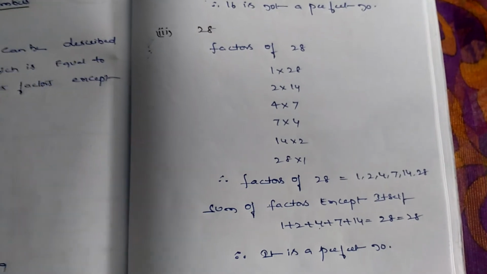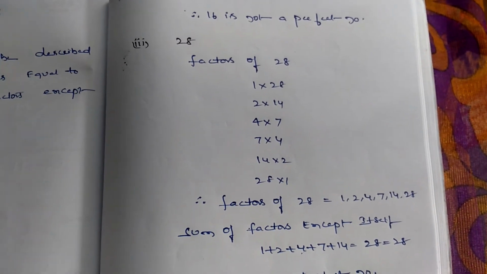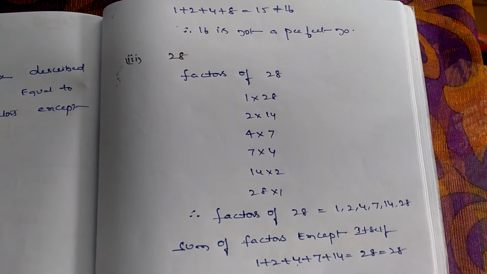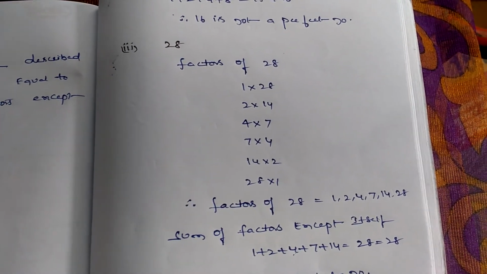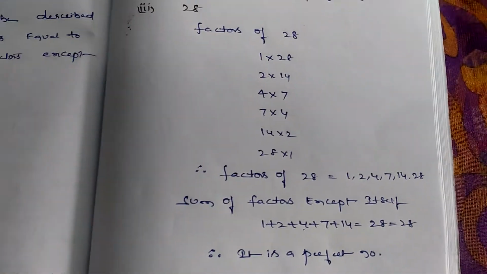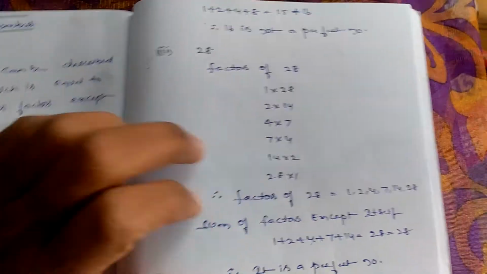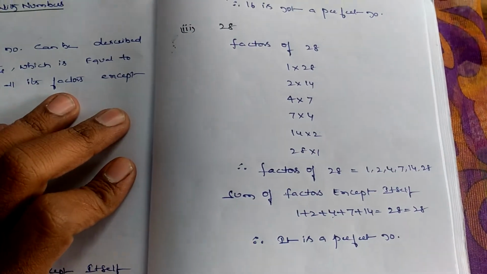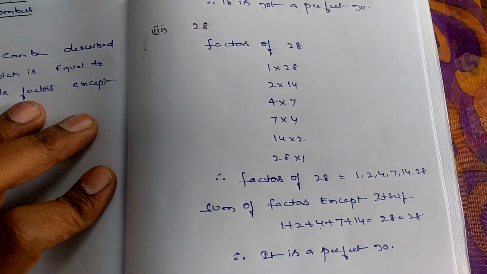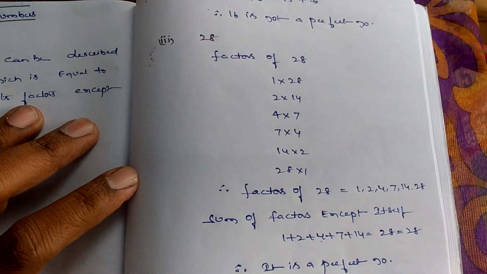Okay, take the factors of 28, guys, and check in which tables it will go. It will go in the 1 table, 2 table, 4 table, 7 table, 14 table and 28 table, right? So take the sum of all the factors except itself. What we get: 1 plus 2 plus 4 plus 7 plus 14. If you add, you will get 28. Therefore 28 is a perfect number.